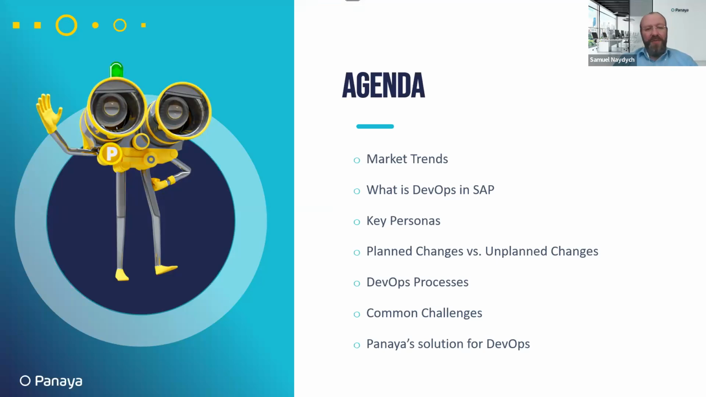Let's talk about the agenda. We are going to discuss, in the first place, the market trends and what DevOps in SAP itself is. There is no process without people, so we're going to discuss also the key personas of DevOps in SAP, and talk about the changes, the different types of changes, planned and unplanned. The processes of DevOps are important to talk about, as well as the common challenges of these DevOps processes. And finally, we're going to introduce you to the Panaya solution for smart DevOps. So let's start.